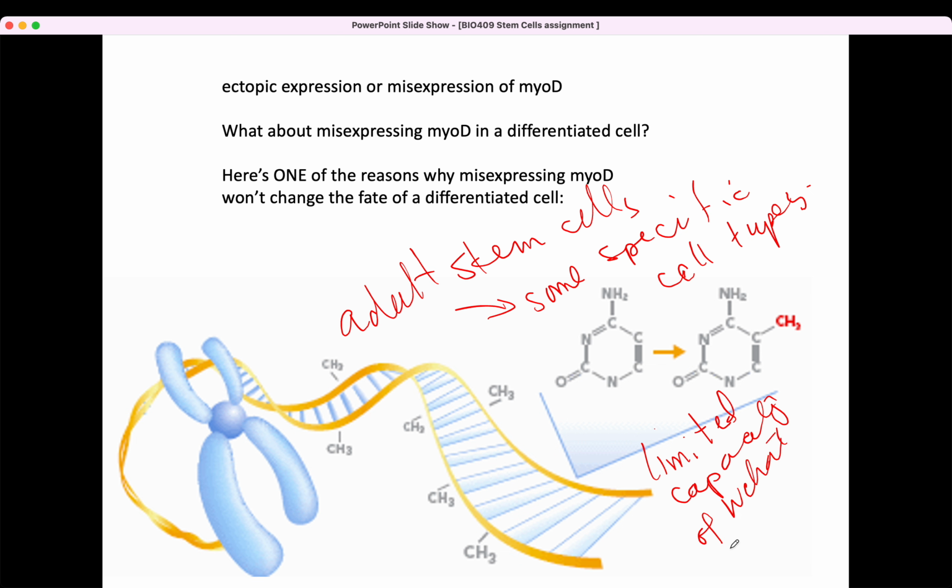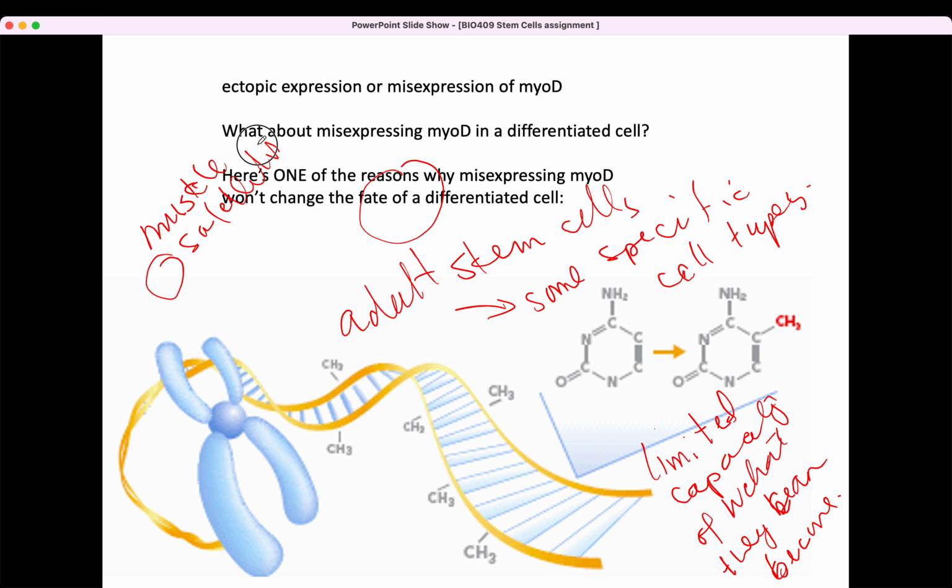And so one part of that limitation is they've already done some DNA methylation. And we've talked about that back at the start of our course, and we had questions about it in our first exam. And so, for example, in the muscle satellite stem cell, has it added methyl groups to the DNA for the myogenin gene? No. But how about the liver? How about those liver cells?